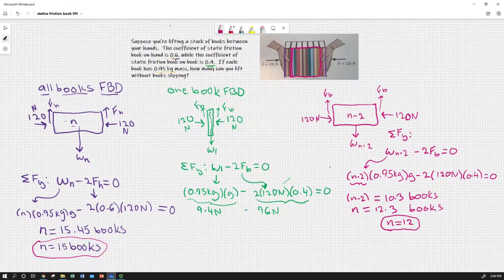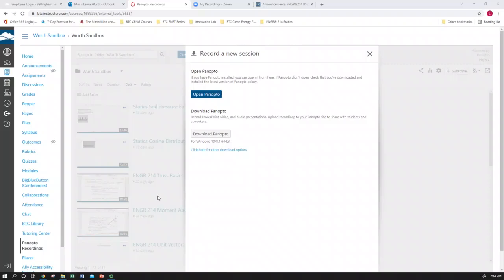If the coefficient of friction between the books here had been big, what if that had been 0.8? This is a linear relationship. This number would have doubled, and we would have been limited to 15 books. So this is one of the twists of friction problems, is that we can end up with something that is true, but not limiting. So pause here and get back to the whiteboard.